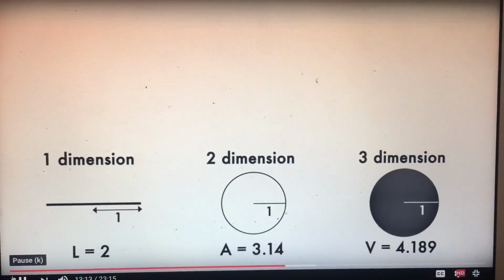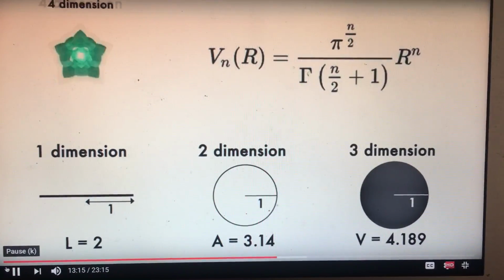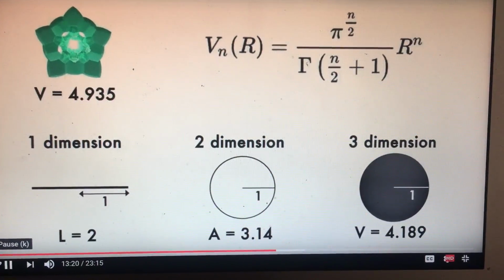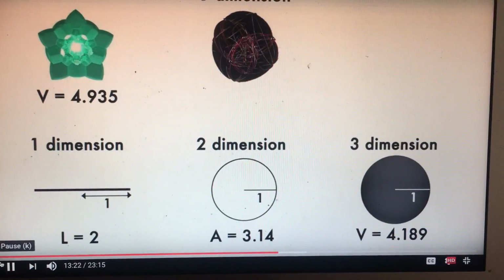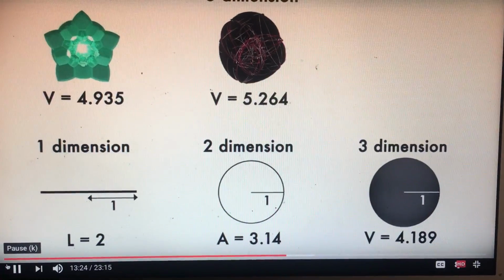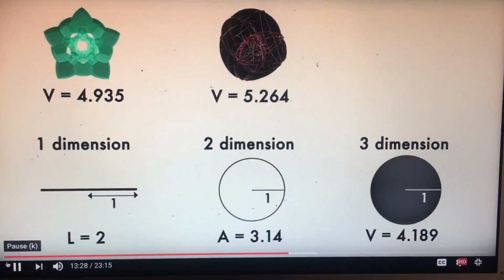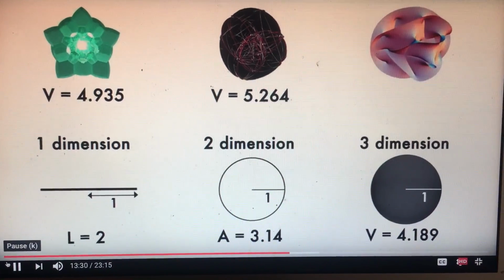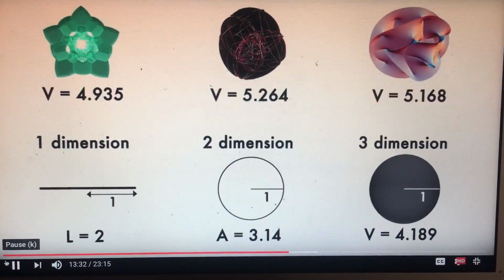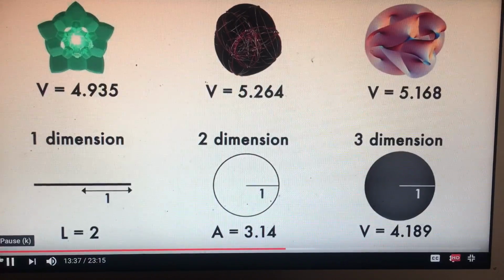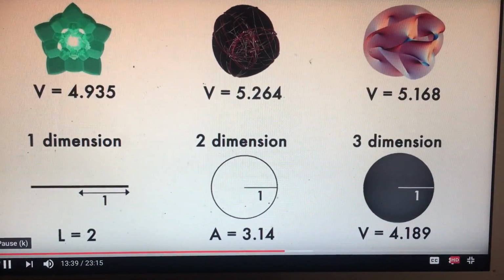Then from the equation for the volume of an n-dimensional sphere, we can calculate that a 4-dimensional sphere of radius 1 has a volume of about 4.935, and a 5-dimensional unit sphere has a volume of 5.264. Notice that the number keeps going up with every dimension. But once we get to 6 dimensions, a sphere with radius 1 has a volume of 5.168. It's finally lower than the previous dimension. For 7 dimensions, it goes down again and continues to do so.